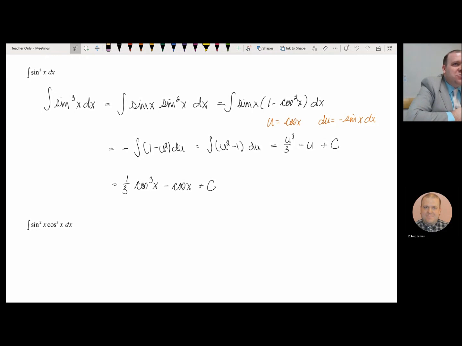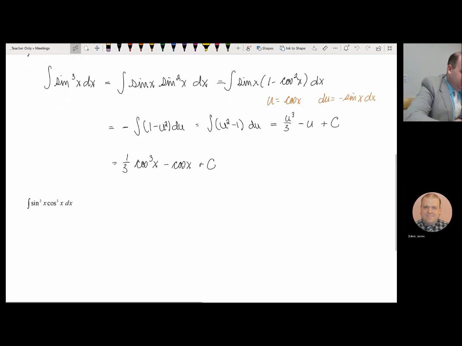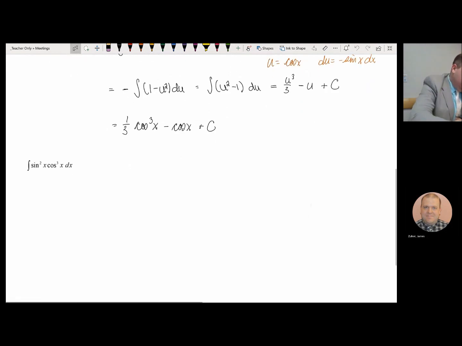Sine squared times cosine cubed. Well, here we look. Derivative of sine is cosine, right? Derivative of cosine is negative sine. Well, right off the bat, we can't do u sub. Right, because that's a cosine cubed and a sine squared. So you're going to have that extra trig function left over regardless. But take a look. Power of sine is even. Power of cosine is odd.